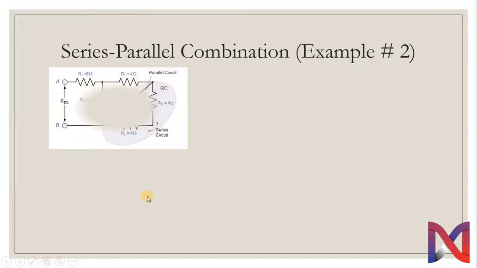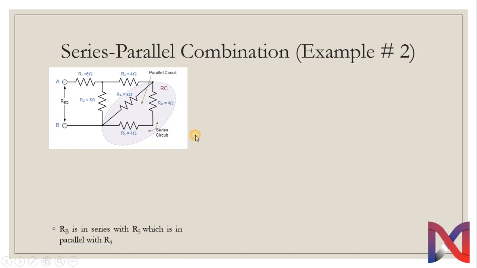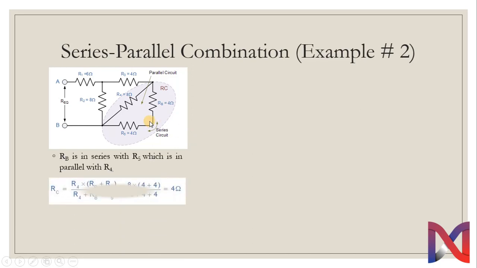Now the circuit is further simplified and we have RB and R5 in series, which are in parallel to R4. So we solve it again through the same formula and write its equivalent resistance in terms of RC as R4 multiplied by RB plus R5 divided by R4, R5 and RB. So its equivalent resistance will come as 4 ohm again.